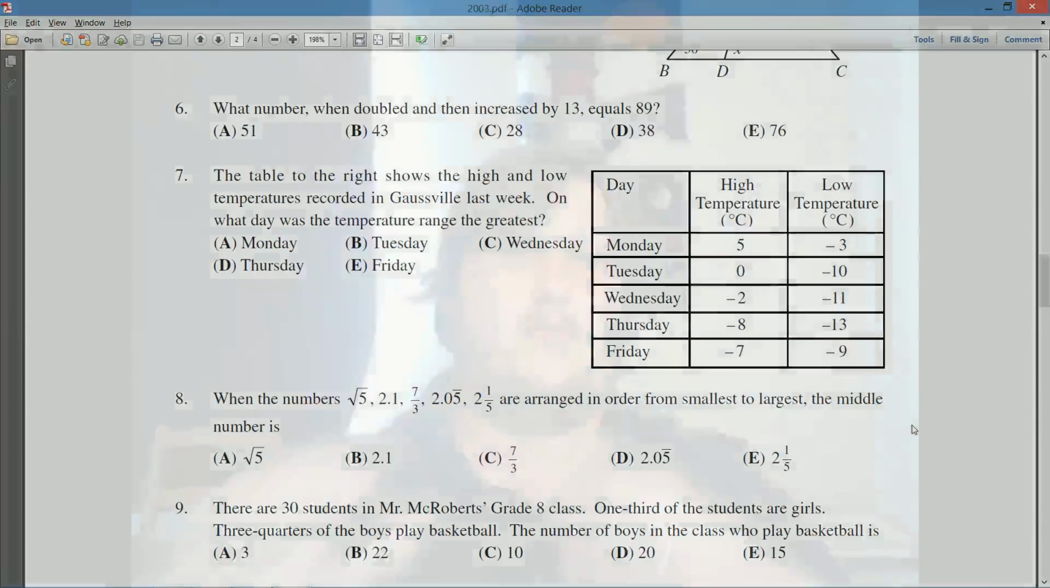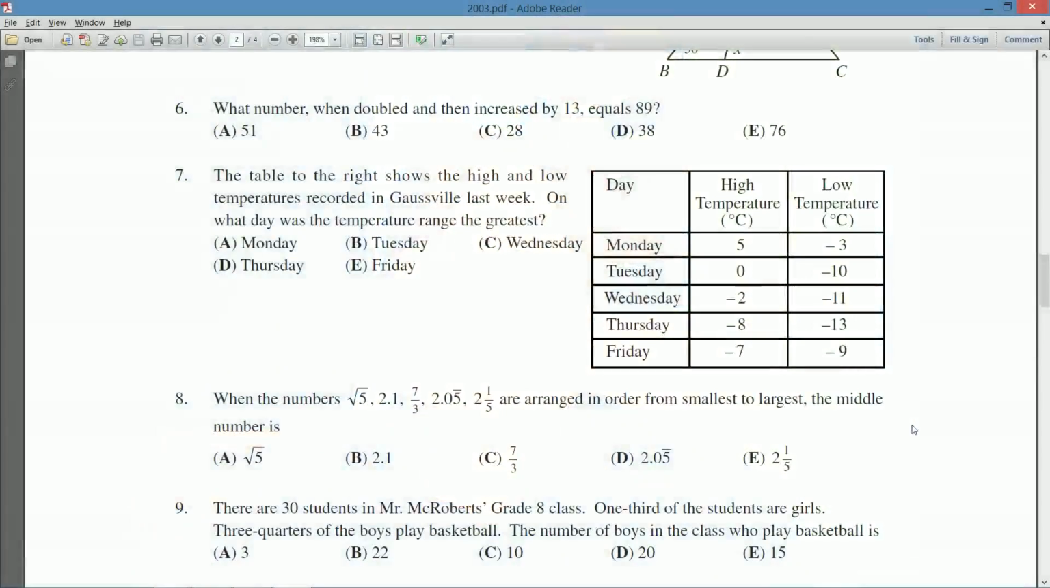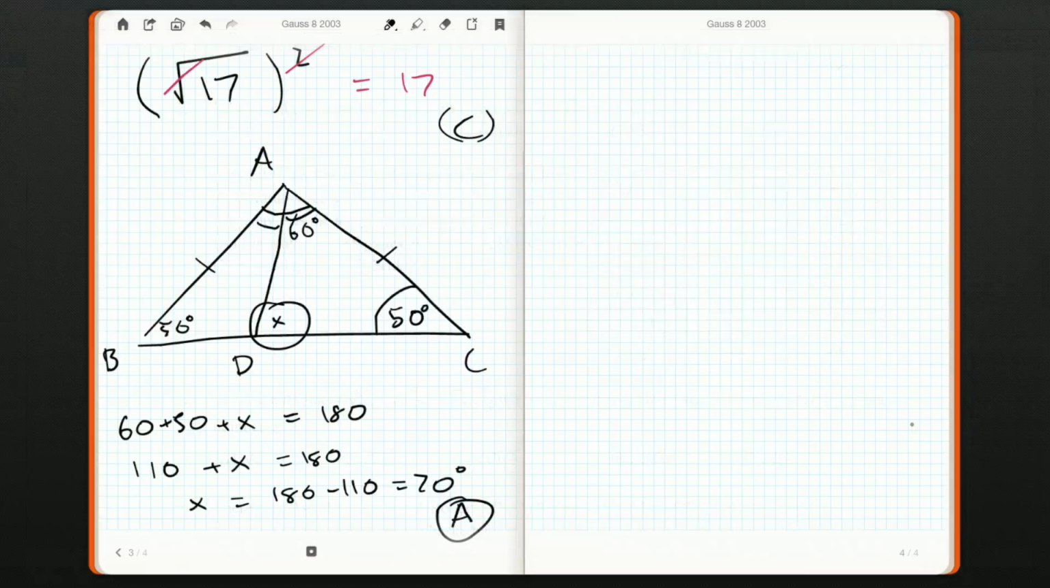And because it's a multiple choice contest, we have two options. We can take each of our 5 possible answers and do this process, double them and add 13, and see if any of them equal 89. Or we can set up an algebraic equation and maybe get our answer more directly. So when we say what number, we don't know what number, so how about we give that number a name? Let x be the number we're looking for.